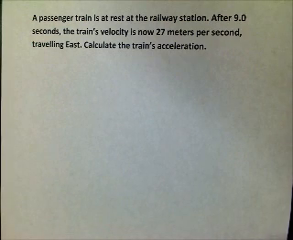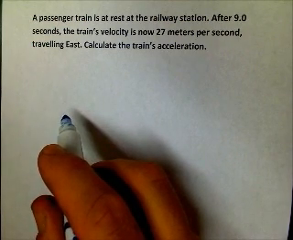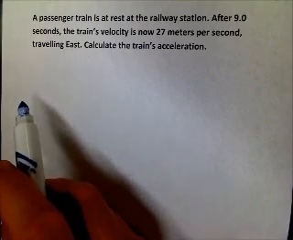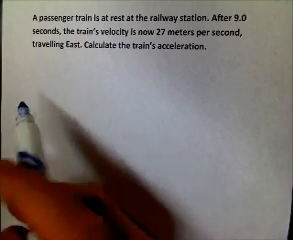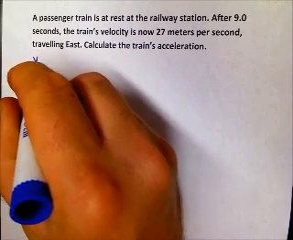That's what acceleration is. The second thing is we want to look at an acceleration problem, and I'm going to go through the steps a little bit slower than I did in the other train part of the video. In this problem it says that a passenger train is at rest at a railway station, and after 9 seconds the train's velocity is 27 meters per second traveling east. Calculate the train's acceleration.